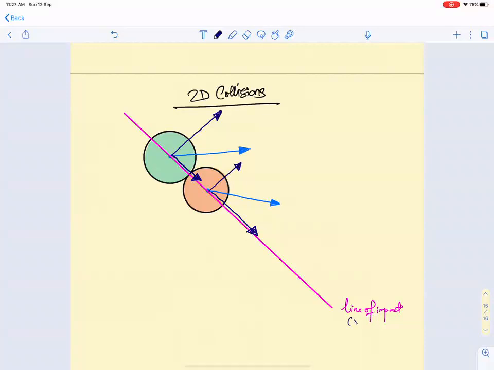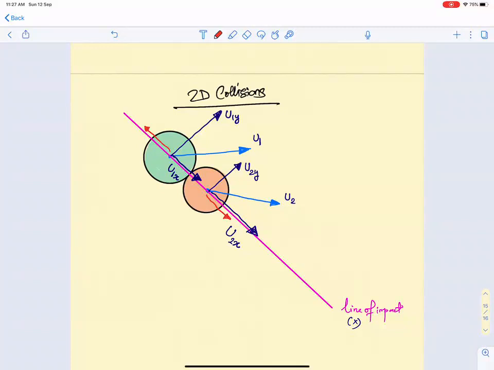See, the line of impact is the x-axis. Now this velocity was u1 and u2. So that is u1x, this is u2x, and that is u1y and u2y. Now the impulses act along, obviously, the line of impact. This red arrow shows the impulses acting on the two bodies.